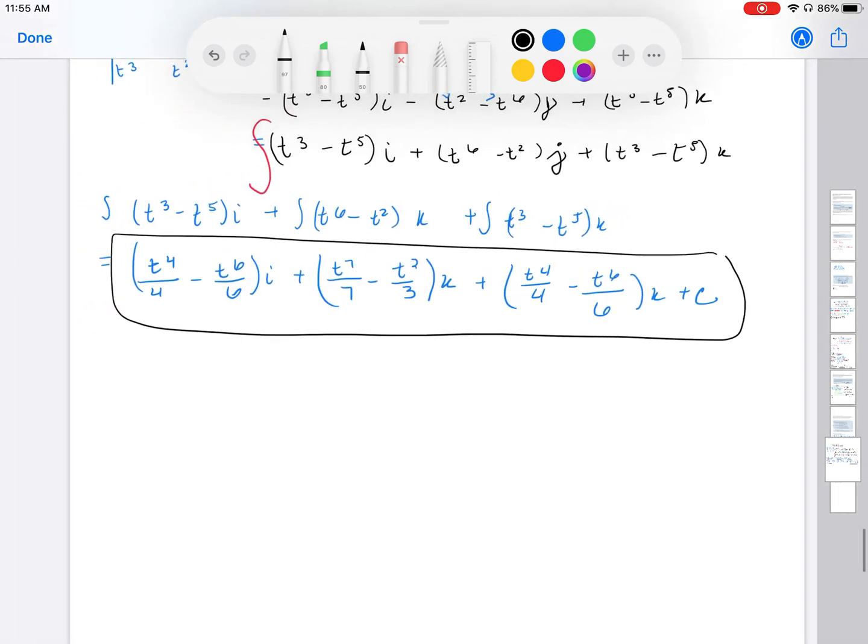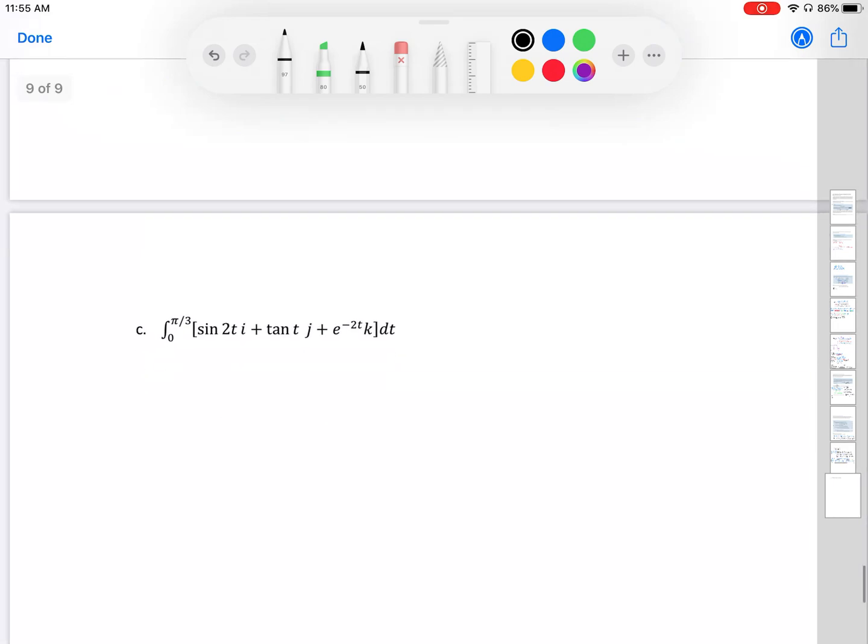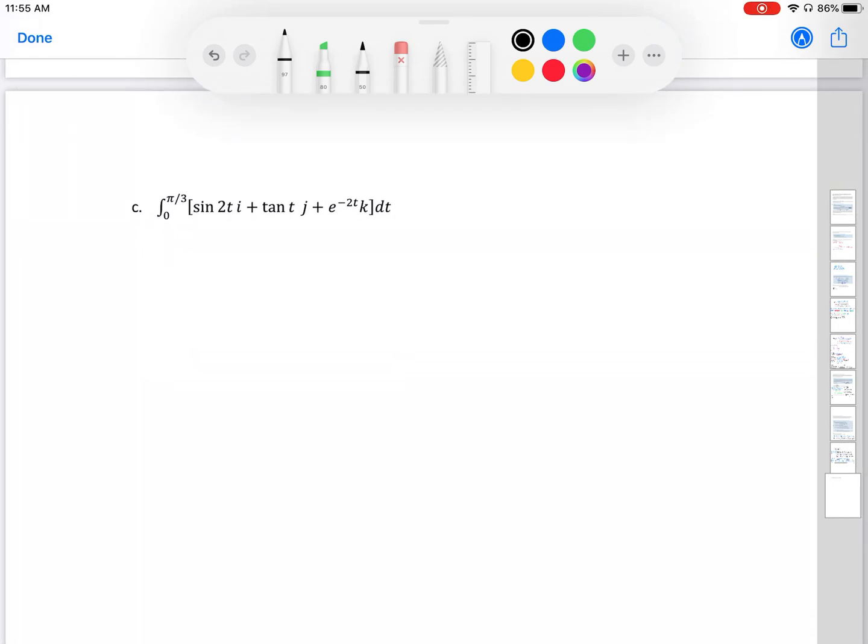All right, and lastly, we have one more example to do. Now it's bounded, right? It's telling us the closed interval for which you want to apply this antiderivative. So our problem is the integral from 0 to pi over 3 of sine 2t i plus tan t j plus e raised to the negative 2t k dt. Just as integrals work, we apply it to each component of our vector valued function.